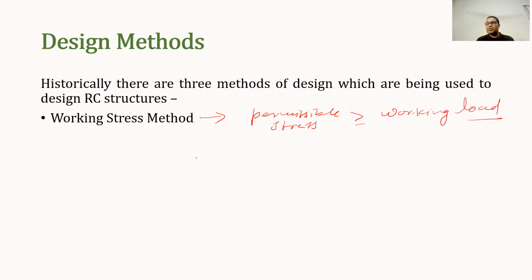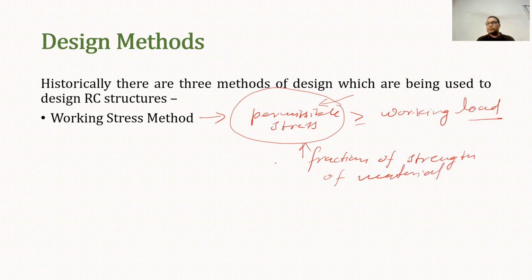So the load which is coming on the building should be less than the permissible stresses. These permissible stresses are generally calculated as a fraction of the strength of the material.